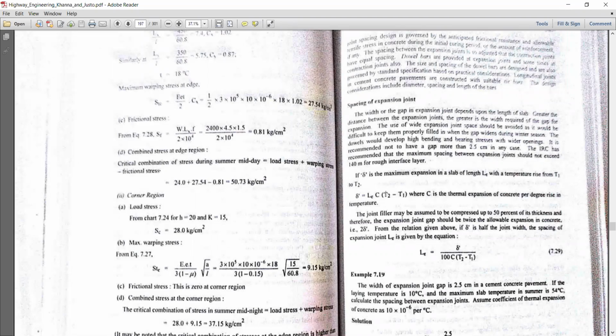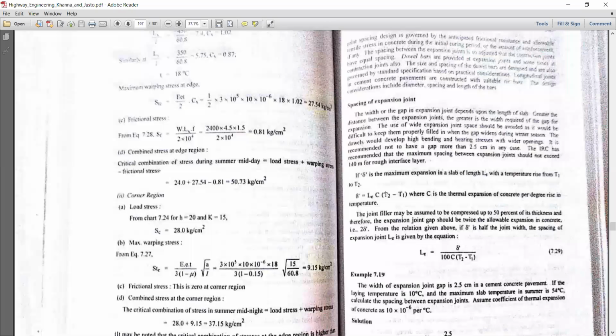Because of temperature variation, high temperature and low temperature, the expansion joint spacing can be varied. Varied in the sense we can provide more or less. The width or gap in the expansion joint depends on the length of the slab. Greater the distance between the expansion joints, the greater is the width required. It means, suppose the slab has more length, for example more than 15 meter, then more width has to be provided.